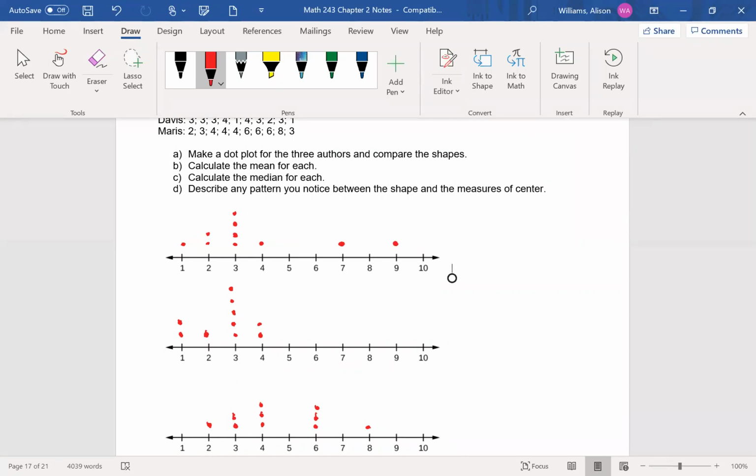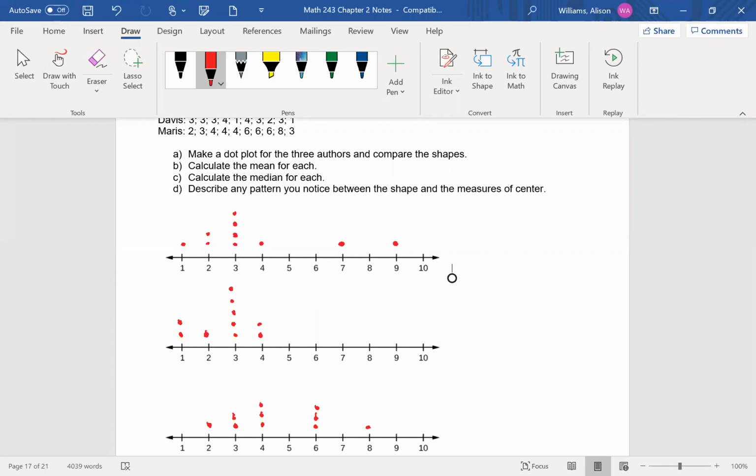And I can already see what's going on here. Terry has a couple of large words thrown in there, and it looks like we're seeing right skewed data. For Davis, it's all pretty grouped, but maybe there's a bit of a skew. We're going to look at the means, the medians, and the modes to help us with that. And for Maris, it looks a little bit symmetrical. Again, let's look at the means, the medians, and the modes.